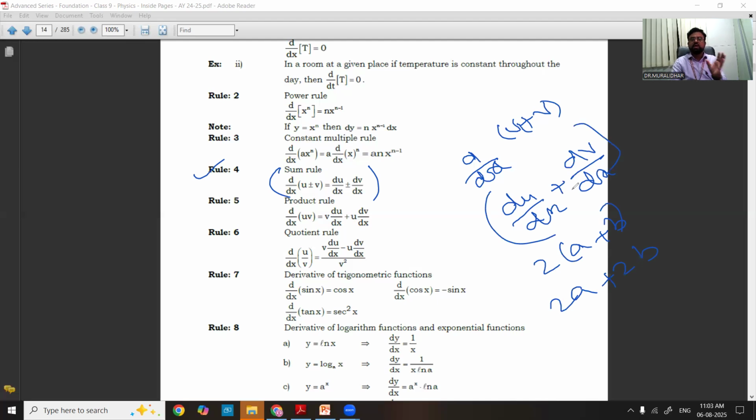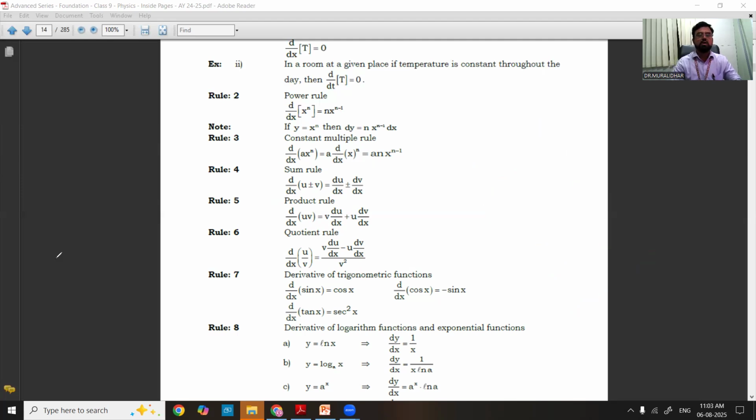When a sum is there, we can write separate differentiation. And later you can apply either the power formula or the constant formula or the constant multiple formula, no matter. So one is the multiple formula, one is the sum formula. How to write the derivative of the sum? Simple way. Clear? That is rule 4.